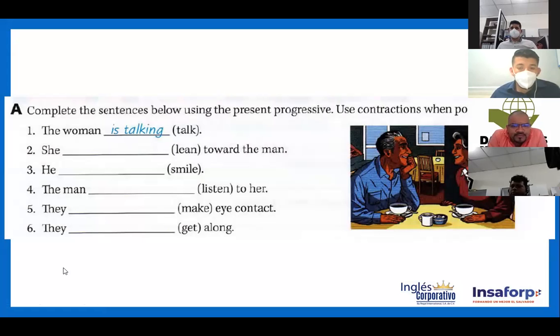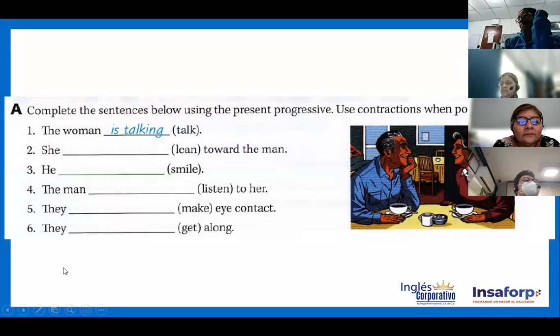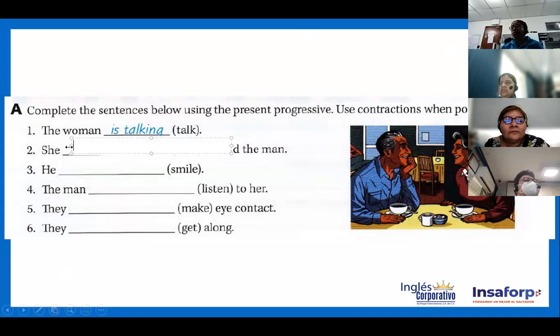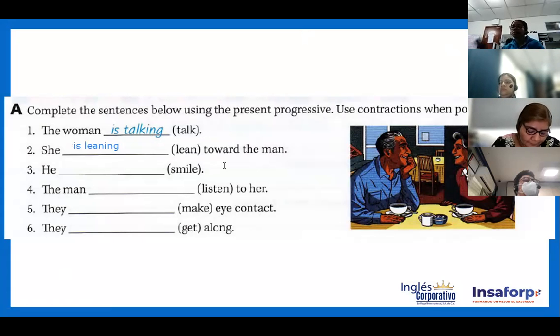exercise. The first one, can you help me, Glenda, with number 2? Hi, miss. She's leaning, right? She is leaning. Or she is, se está acercando, right? She is leaning toward the man. Okay, thank you, Glenda.